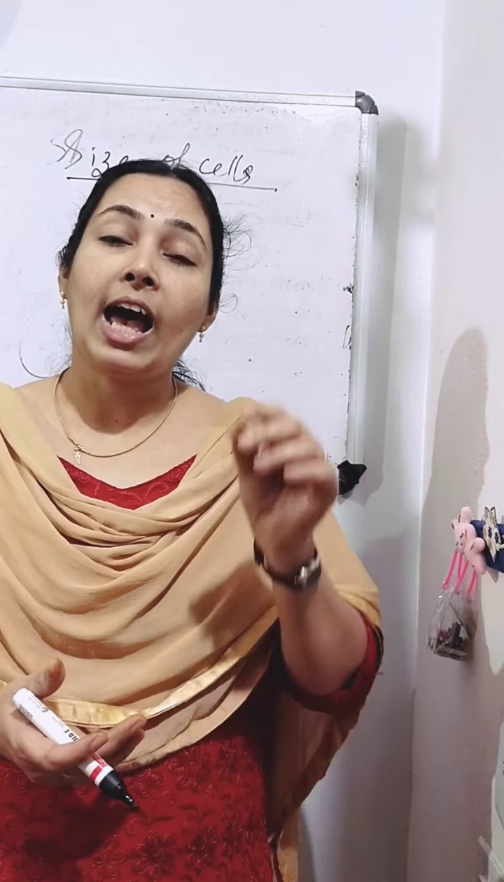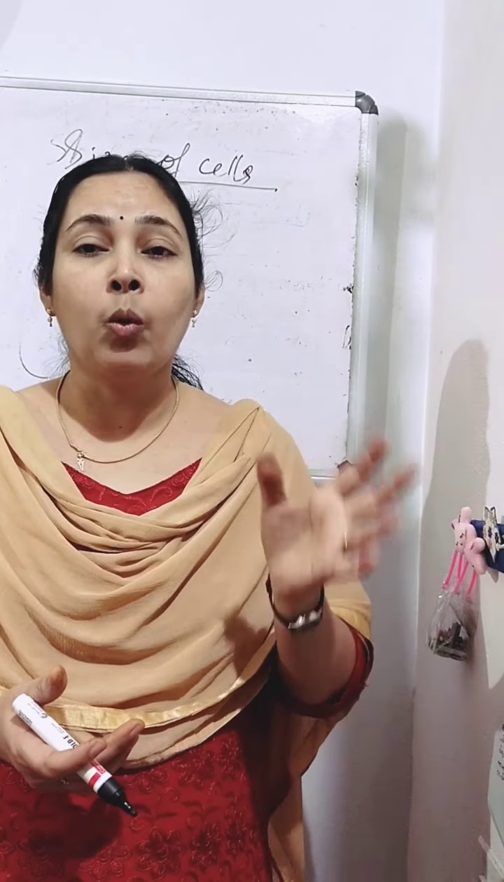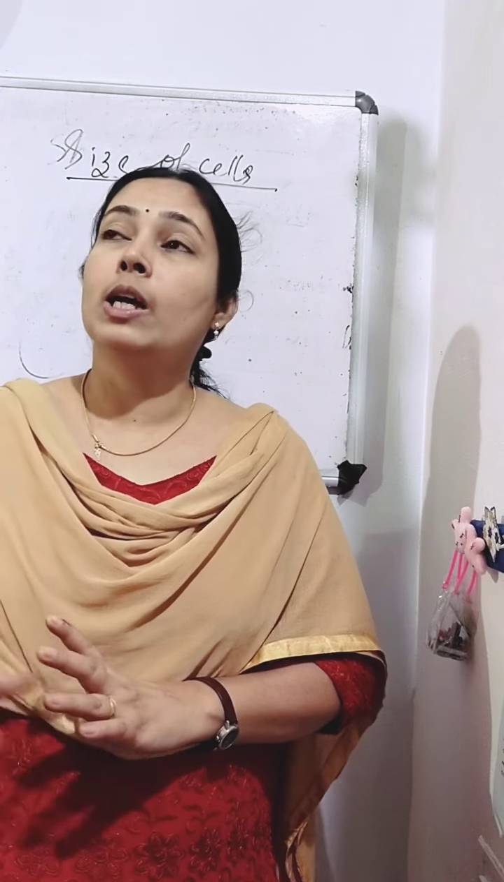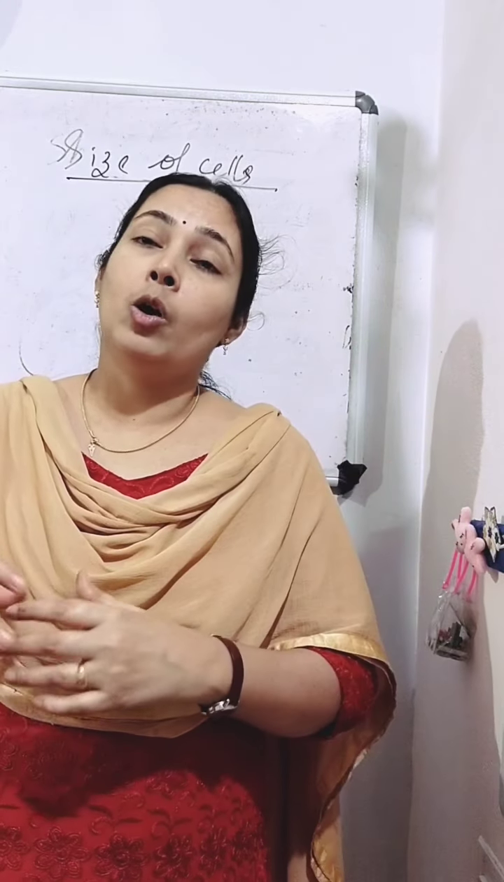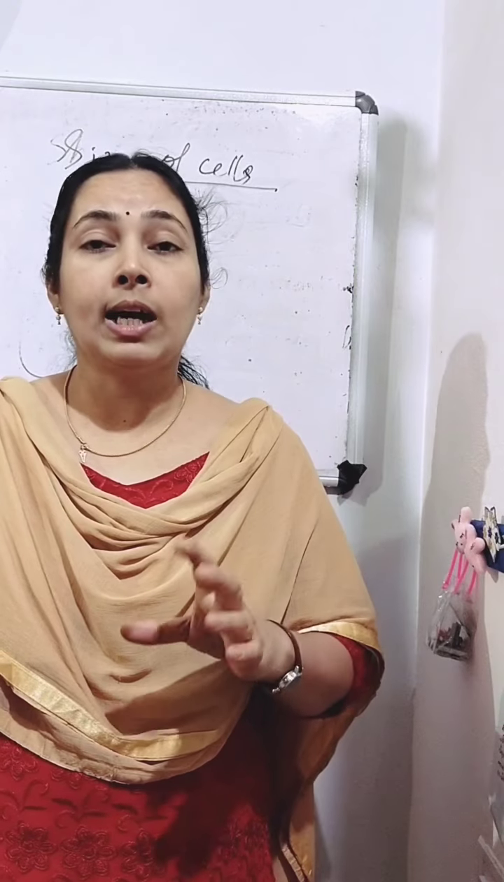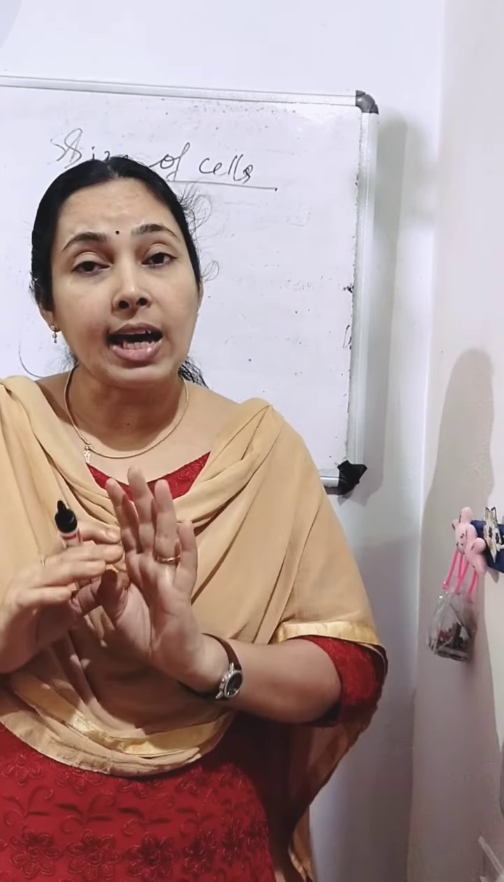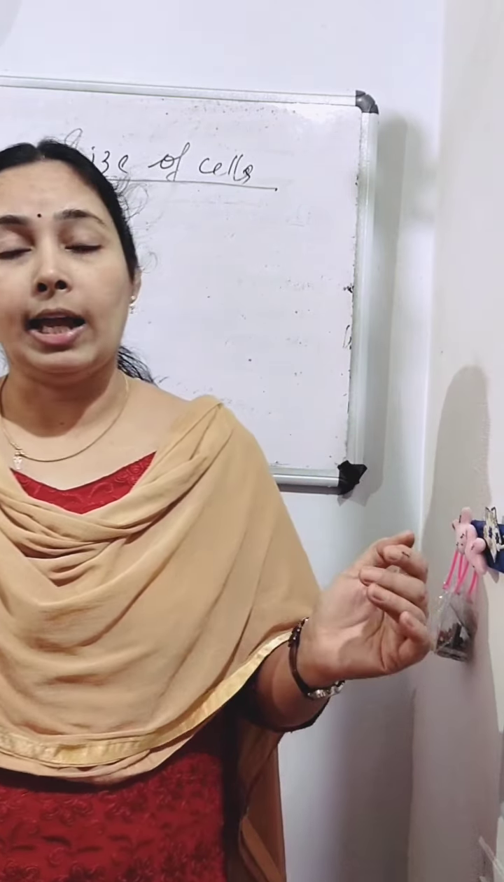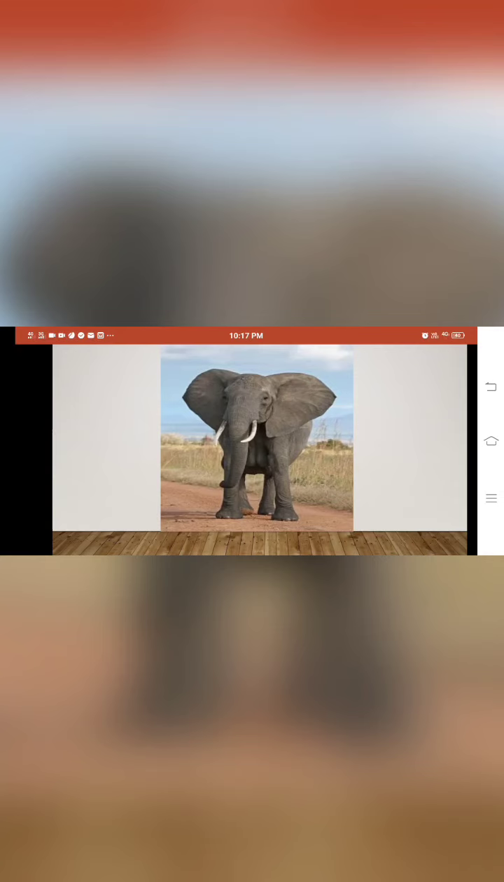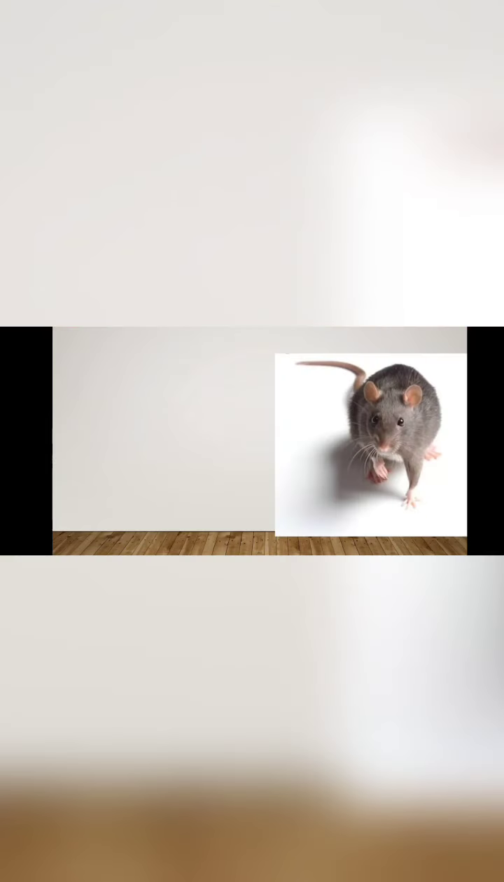The size of the cells has no relation with the size of the body of the animal or plant. Sometimes the animal body size will be very large, but that doesn't mean their cells are very big. Or the plant may be very big and tall, but that doesn't mean that the plant has very big cells. We know an elephant is larger than a rat. So are the cells in an elephant larger than the cells in a rat? No, the size of the cells is not related to the size of the body. So an elephant and a rat may have cells of the same size.